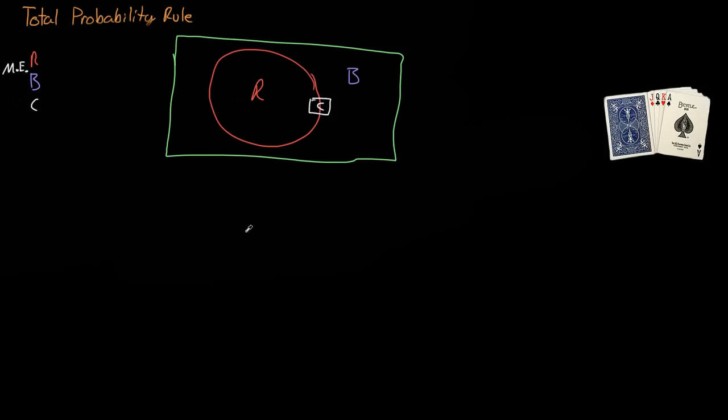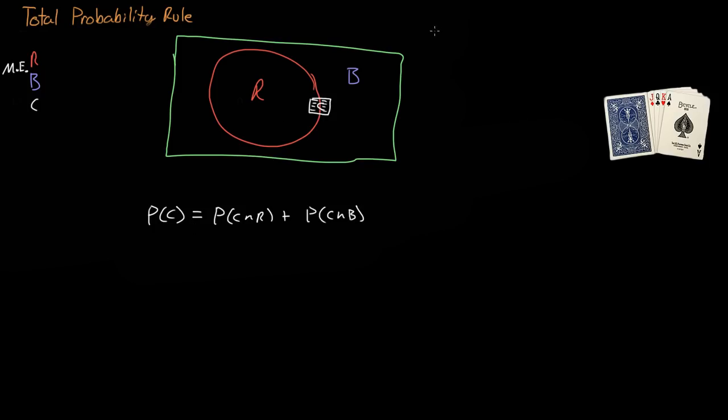Now the total probability rule is relatively simple. It says the probability of event C occurring, if R and B are mutually exclusive, is equal to the probability of the intersection of event C and event R, plus the probability of event C intersection B. So all it's saying is this area plus this area will give you the probability of C.